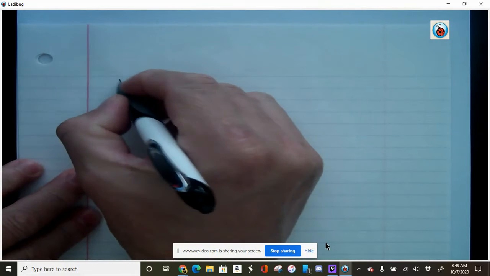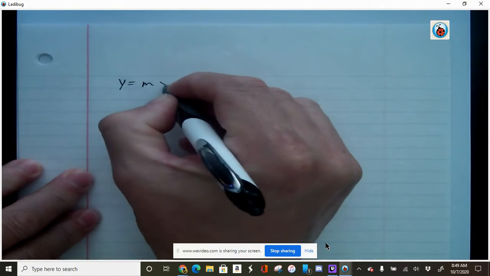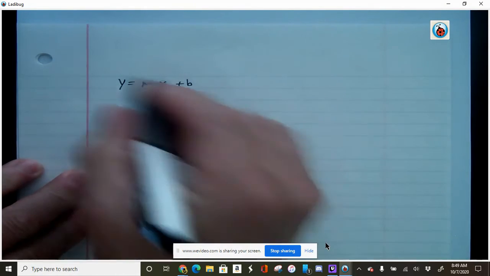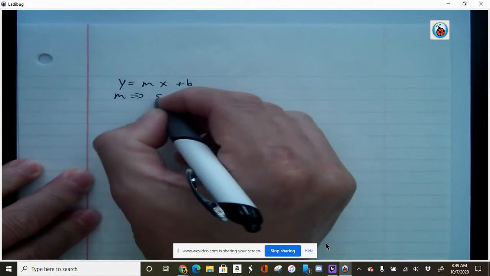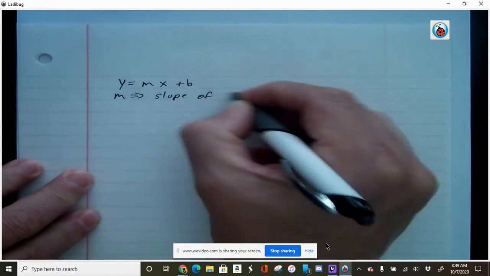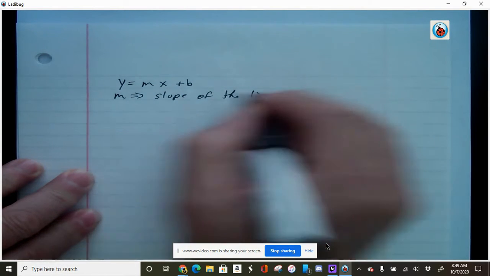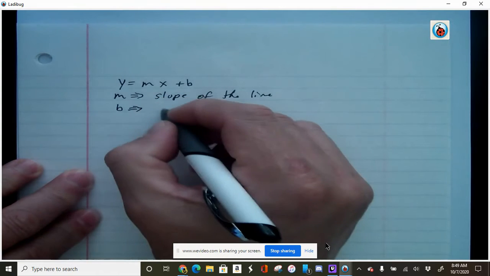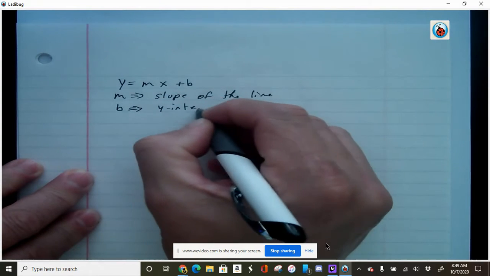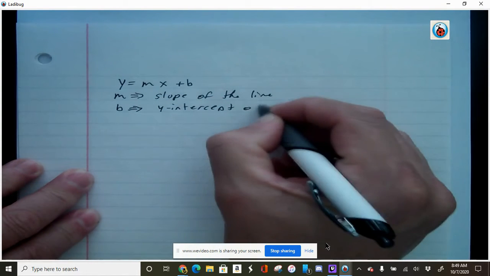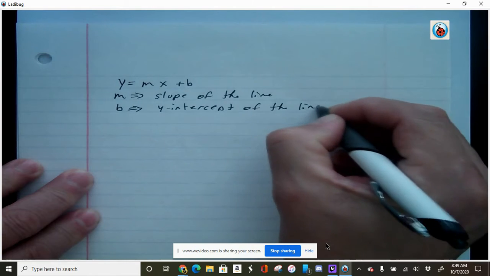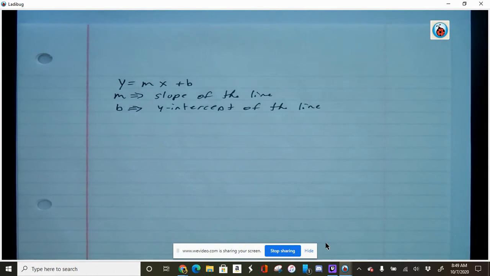All right, this is part 2 on linear equations. Remember part 1, we talked about slope-intercept form, y equals mx plus b, where m is the slope of the line, and b is the y-intercept of the line. And of course, x is your independent variable and y is your dependent variable.